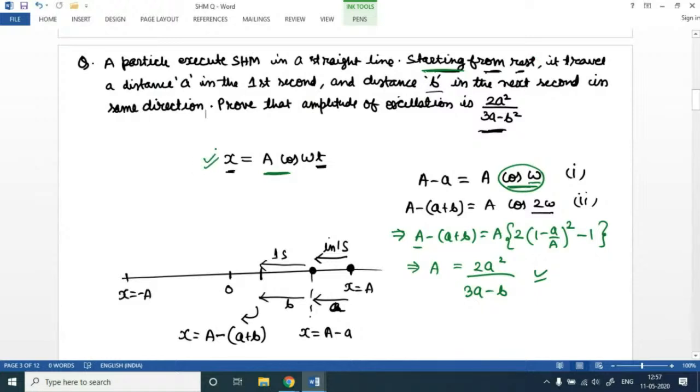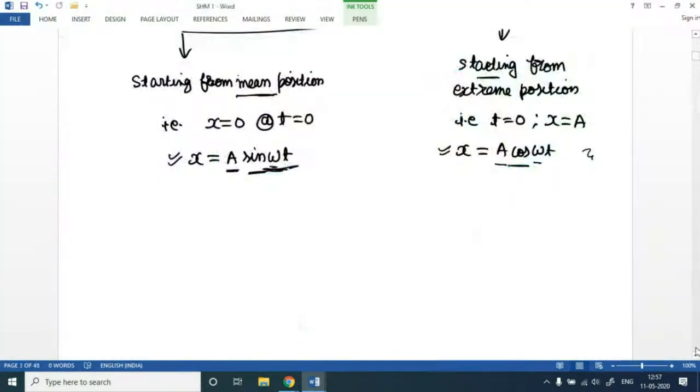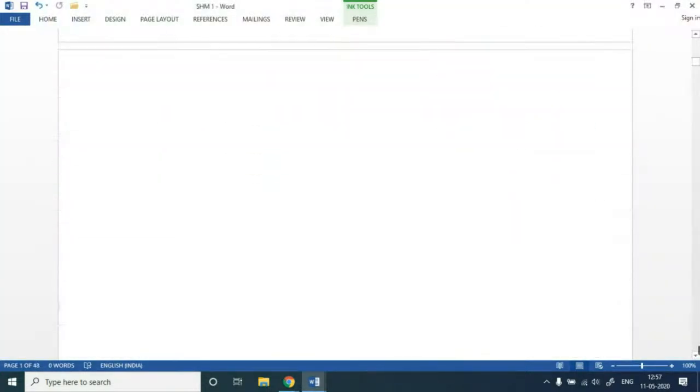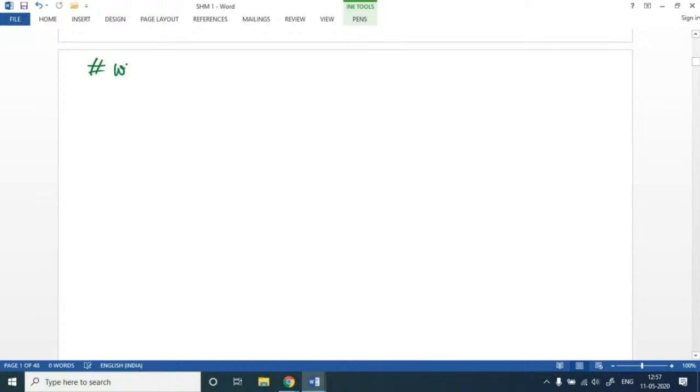Okay, another variation of this problem of kinematics of SHM: sometimes the origin is not at the mean position. What we had been taking, wherever the mean position was, we had assigned the coordinate x is equal to 0 to that mean position. But what if this is not the case? Okay, so let's take a case of when the origin is not at the mean position.